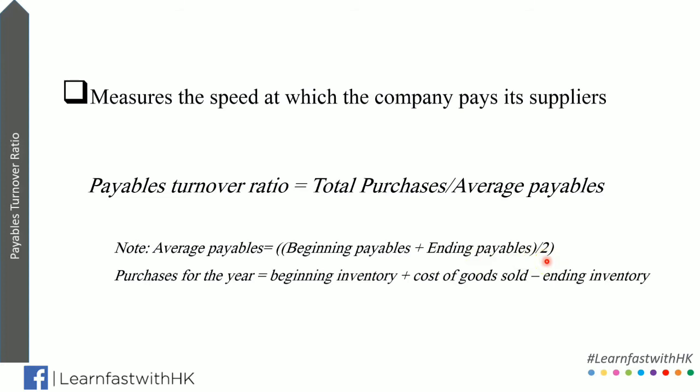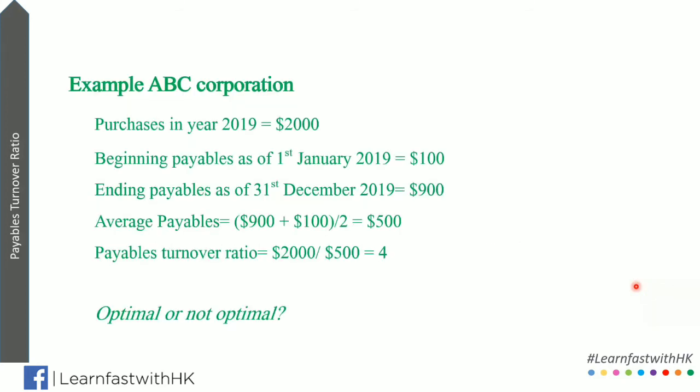You must be wondering, what if purchases are not given upfront in the accounting statements? Well, yes, you're right, but we can always calculate it by taking beginning inventory, adding COGS, and subtracting what's left with us, which is the ending inventory. This should give you purchases for the year. Let's look at an example to understand it better.